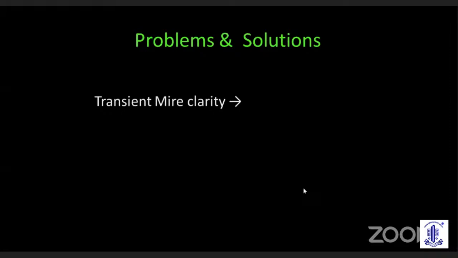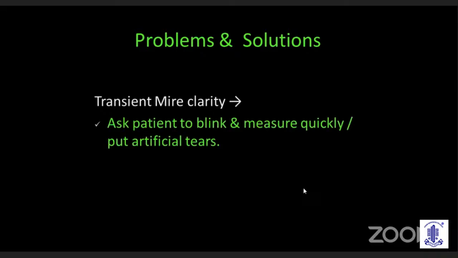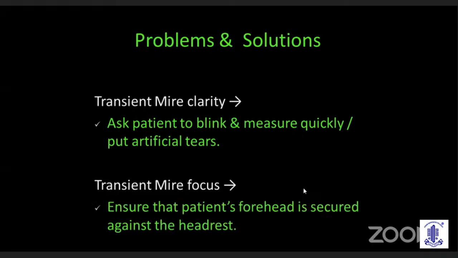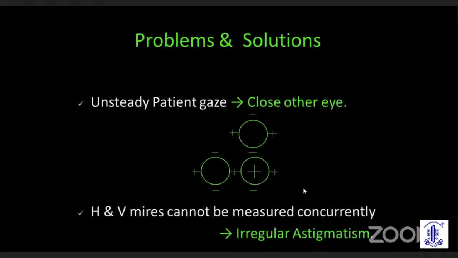In case your mire is seen, but the clarity is transiently changing, ask the patient to blink and measure it quickly, or put a drop of artificial tears and redo it. In case the focus keeps changing, ensure that the patient's forehead is secured against the headrest. In case the patient's gaze is unsteady, make sure the other eye is patched and then remeasure. If the horizontal and vertical mires cannot be measured concurrently, it says that the patient has an irregular astigmatism.